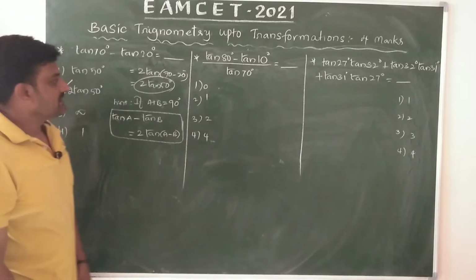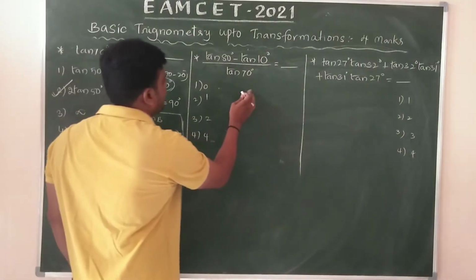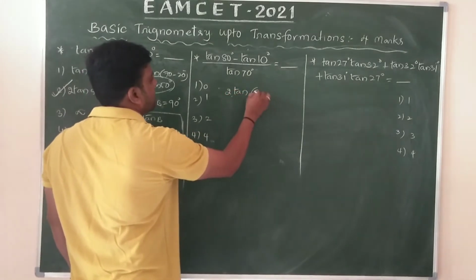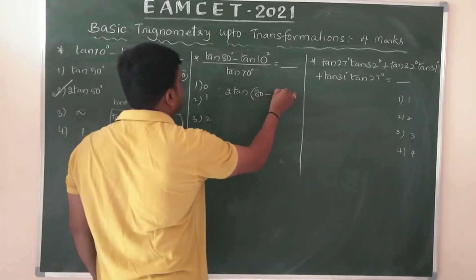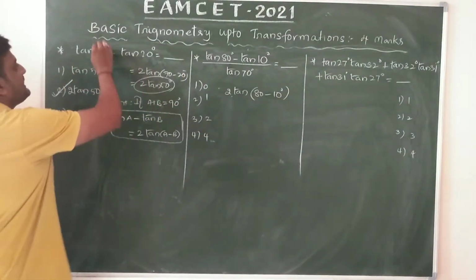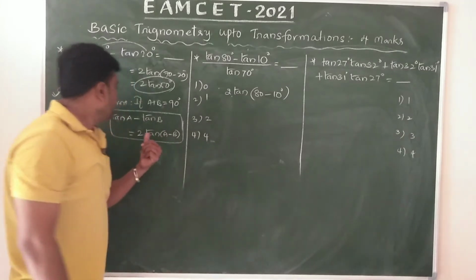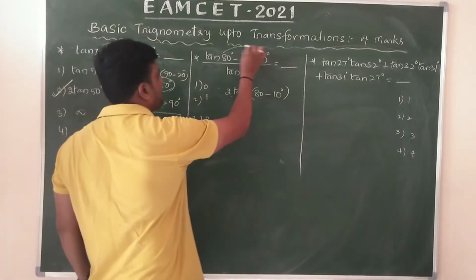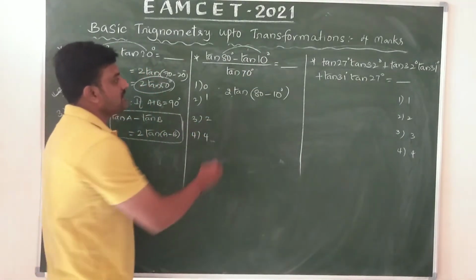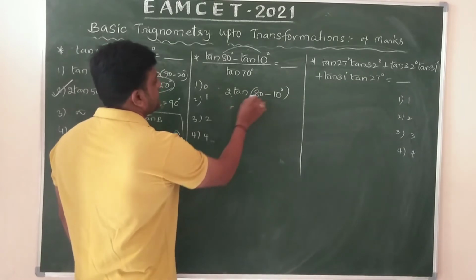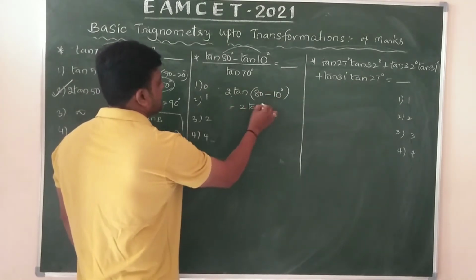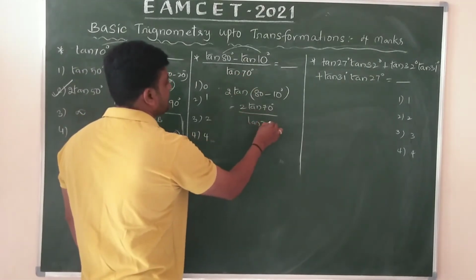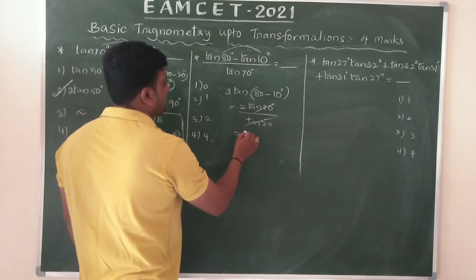Second option, the same strategy can be applied here. Now here definitely it should be 2 into tan of (80 minus 10), because 70 plus 20 is 90. So that's why we applied this one. Yes or no? Tan A minus tan B equals to 2 tan (A minus B). Here also 80 plus 10 equals to 90. Yes or no? Then 2 tan 80 minus 2 tan 10. Already tan 70 is here. Tan 70, then this cancels, equals to 2.